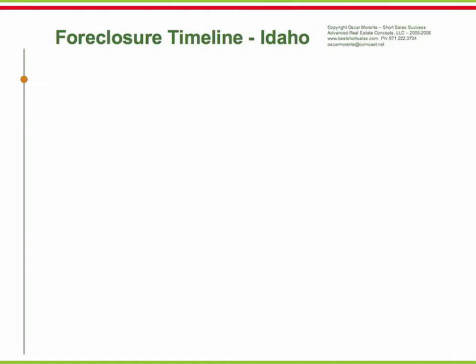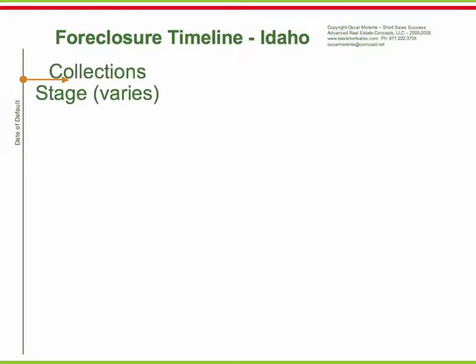Foreclosure starts with the event of default. The date of default is the date on which the homeowner officially misses a payment. This triggers the foreclosure process. At this point, the creditor, typically a bank, initiates collections. This is what is known as the collection stage.